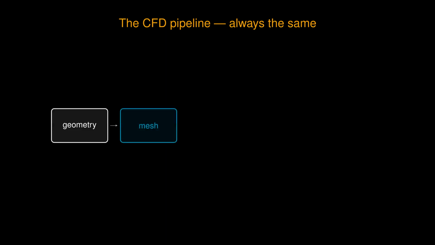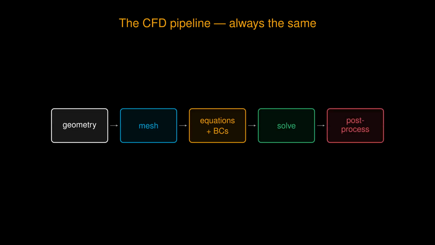Zoom out, and a CFD study is always the same pipeline. Start with the geometry, the shape the fluid moves through. Mesh it into cells. Set up the equations and the boundary conditions, what's happening at the inlets, the outlets, and the walls. Hand it to the solver and let it iterate to convergence. Then post-process, turn those millions of numbers into pictures and quantities you actually care about, where the pressure peaks, where the flow separates, how much drag the wing feels.